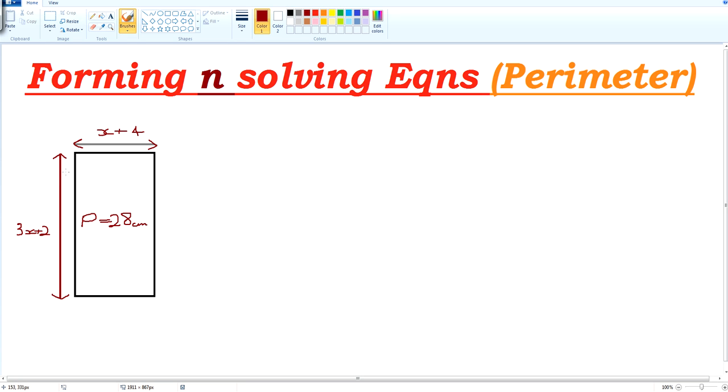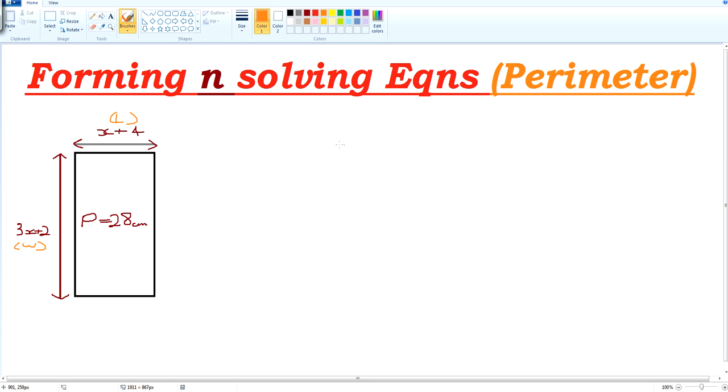Looking at forming and solving equations and perimeter. Now, here we have a rectangle, given 2 dimensions. As I've said previously, I tend to call this one my length, but it is really up to you which one you call your length. It doesn't really make any difference. This is my length, and this is my width, how wide the shape is.